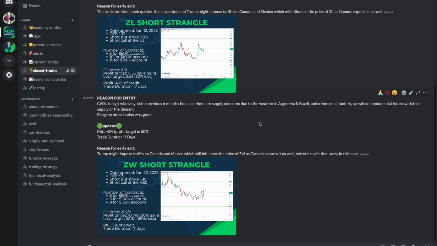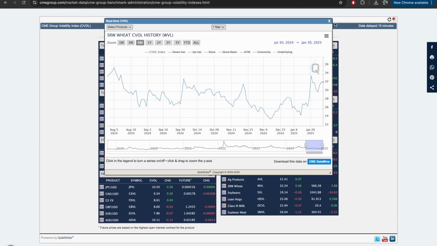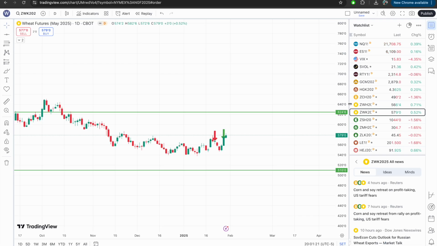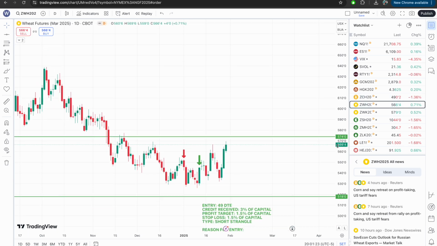But I had to close the position quite early, just to be safe than sorry. The reason for the early exit is Trump might impose tariffs on Canada and Mexico, which will influence the price of ZW, as Canada exports it as well. And better to be safe than sorry in this case, and in probably most cases where things are out of the ordinary.